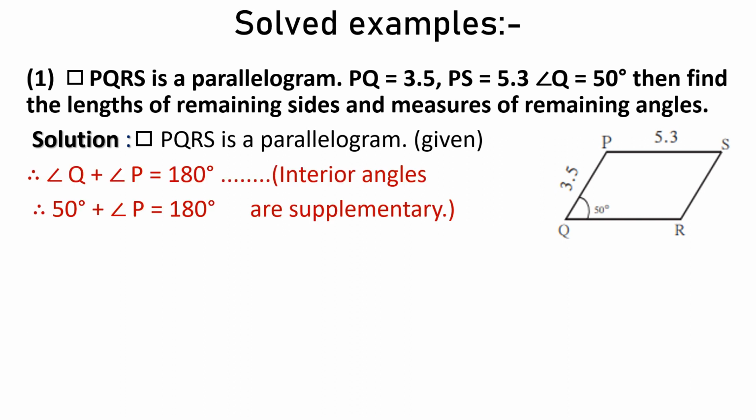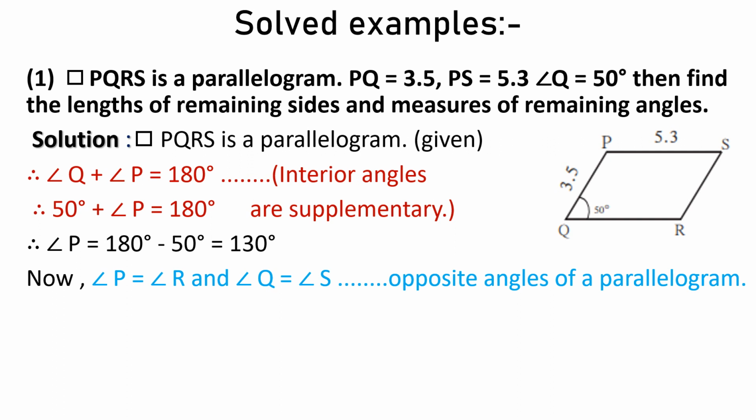So first one is, we will go for angle Q plus angle P is equal to 180 degree because they are adjacent angles of a parallelogram. So adjacent angles are supplementary. Or we can say PS is parallel to QR and PQ is a transversal. Therefore they are interior angles. Again interior angles are supplementary. You can use any one property. So angle Q is given 50 degree plus angle P equal to 180 degree. So angle P is equal to 130 degree.